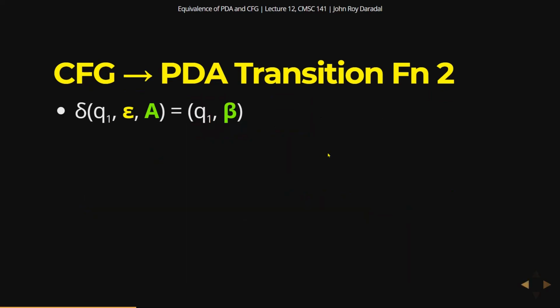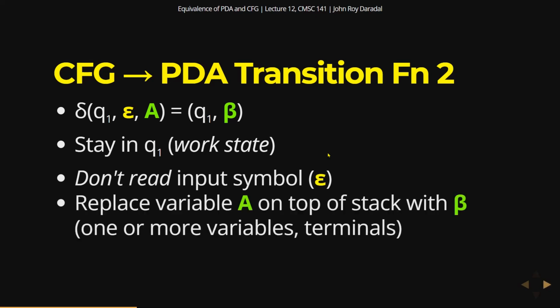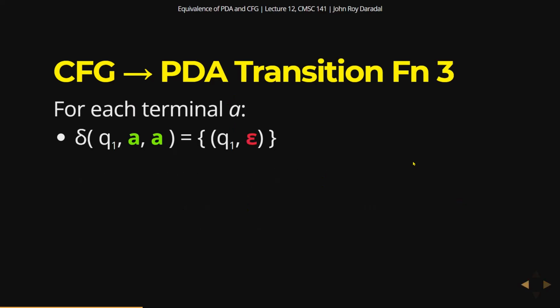Again, in detail, you stay in Q1, the work state. You don't read any input symbol. You just replace the variable A on top of the stack with beta, which is a combination of variables and terminals. Okay, so that's the second part.